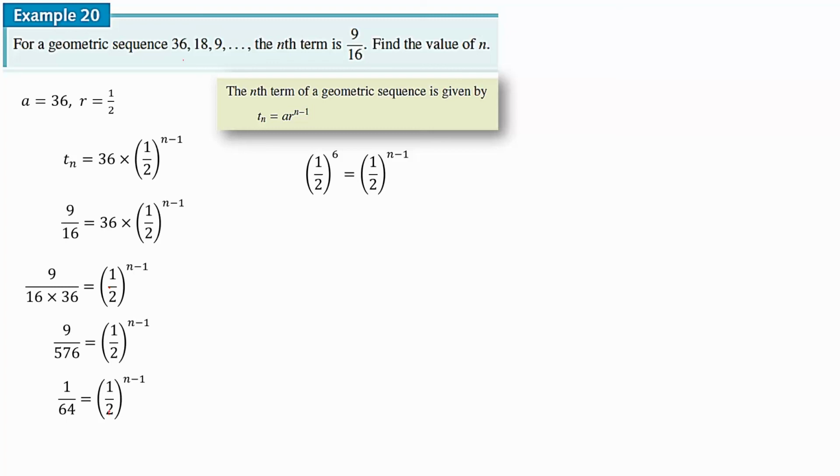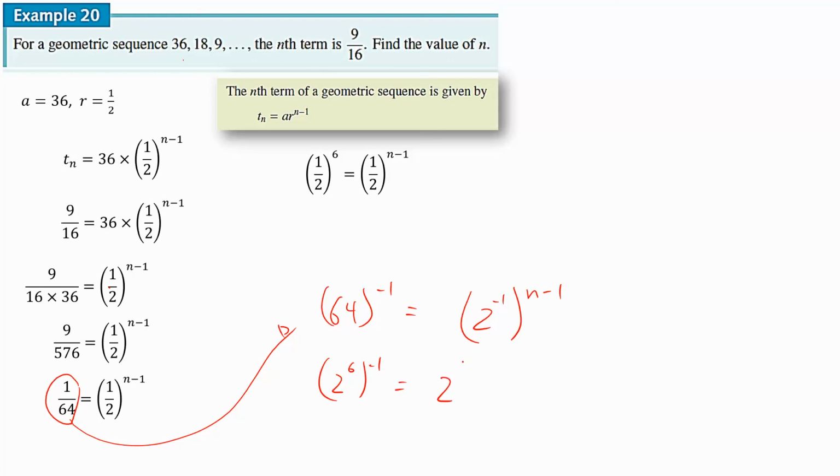If you didn't know that, another way of thinking about it is this is the same thing as saying 2 to the power of -1, and 1 out of 64 is the same thing as writing 64 to the power of -1. And then you go through your 2's times tables. Double 2 gives you 4, double 4 gives you 8, double 8 gives you 16, double 16 gives you 32, and conveniently double 32 gives you 64. So we know it's 2 to the power of 6. So another way of thinking about it is 2 to the power of 6 is equal to 2 to the power of -1 to the power of n minus 1. And they're all base 2, so that means the powers have to be the same, and you can equate them and solve. So there's just exponential skills here.